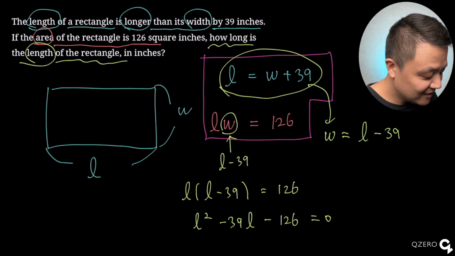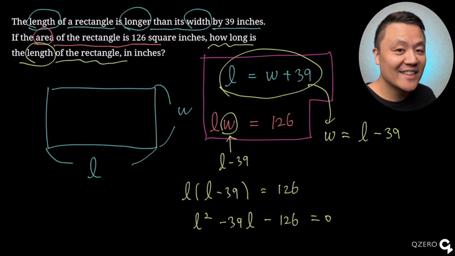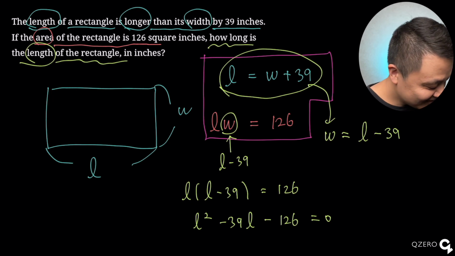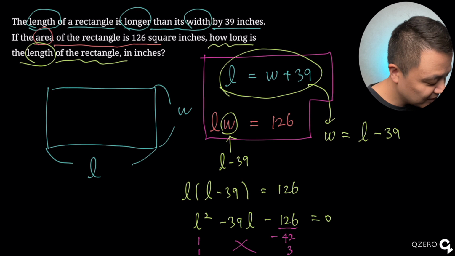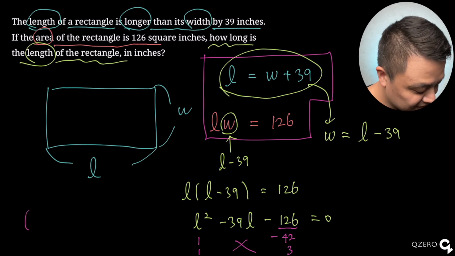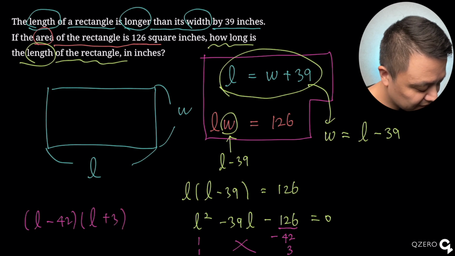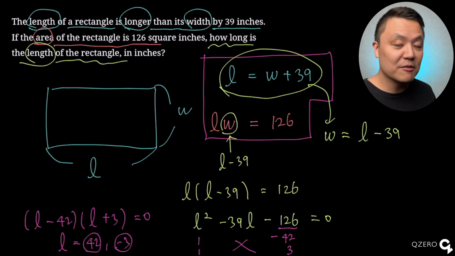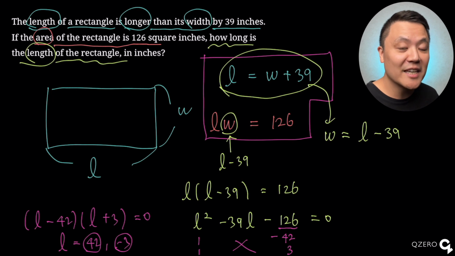This is factorable. But the thing is, we already know that the correct answer is 42. So you might want to factor 126 out with 42 and 3. And if you put a negative sign in front of 42, that expression can be factored as L minus 42 times L plus 3. So that will make 42 and negative 3 the potential solutions to the given equation. But since length cannot be a negative value, positive 42 has to be the answer.